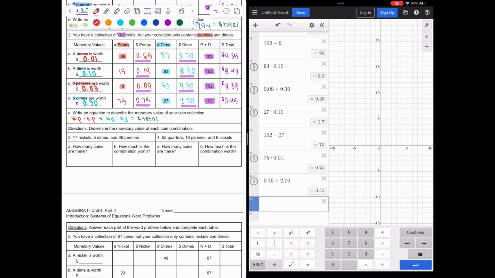More traditionally, I would stick with an X and a Y probably, and I would say you've got 0.01X being added to 0.10Y. Be careful with those decimals. And that's how you would end up with your total. I'm just going to use a dollar sign, or you can write the word total if you prefer. And that's what a collection of 102 coins could possibly look like in a lot of different ways.